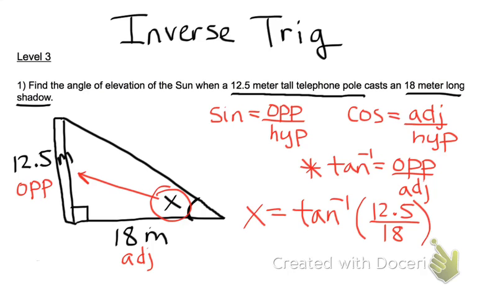Then I'm going to put that in my calculator. Make sure you press second tangent to get tan inverse of 12.5 divided by 18. And you will get X equals 34.77, and then I'm going to round that to the tenths place, so X equals 34.8.